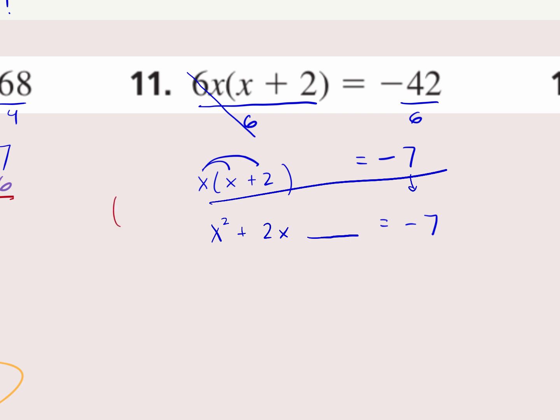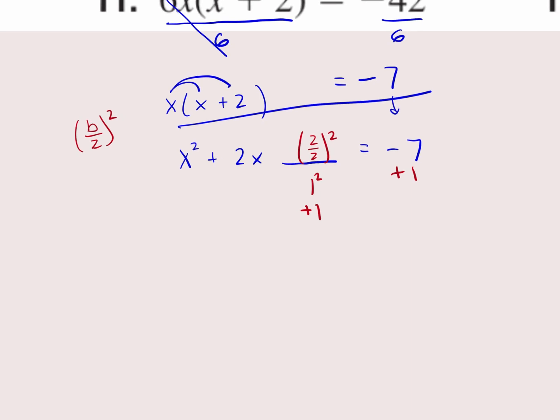Now once I have that space there, in that space I'm going to include my b over 2 squared. So my b is 2, so this would be 2 over 2 squared. 2 over 2 is 1, and 1 squared is 1. So I'm adding 1 on the left side. That means I need to add 1 to the right side too. And then in my parentheses squared, I need to include the x and 1. So this would be x plus 1. And that's equal to negative 7 plus 1, which is negative 6.